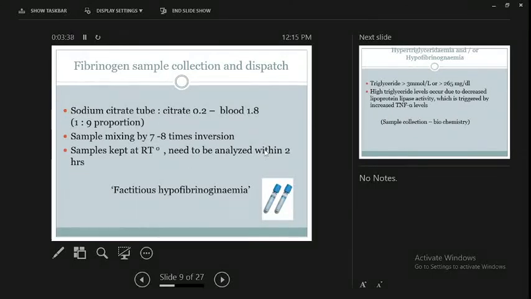So when you are going for a fibrinogen level, again correct sample collection is very important. You have to use the sodium citrate tube and the correct proportion of citrate to blood, which should be 1:9, 0.2 citrate to 1.8 blood. In commercial tubes there is a mark and the collection should be right up to the mark, not below or not above. And the samples should be kept at room temperature if you are analyzing within 2 hours. Right? If you keep it more than that, you can get factitious hypofibrinogenemia. Okay.